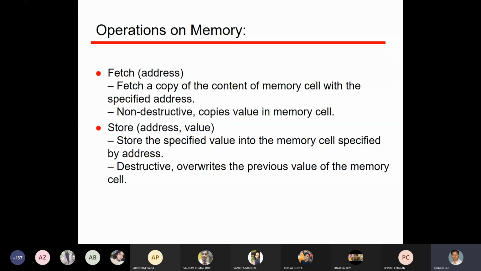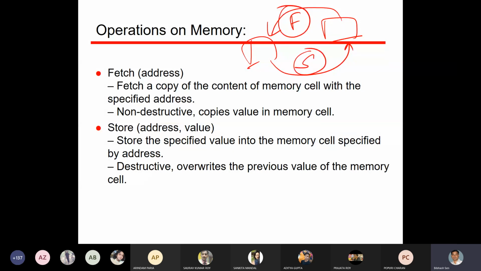After the operations of memory, now two operations come from the memory. Whether it is main memory or registers, I have to fetch, and after computation I have to store. These are the two fundamental instructions, fetch and store. And here is the two step execution.